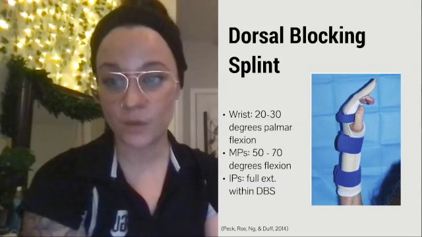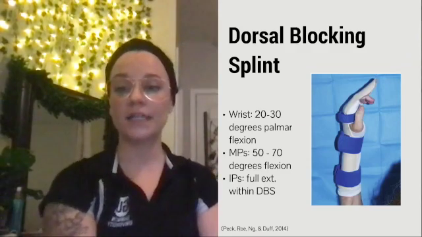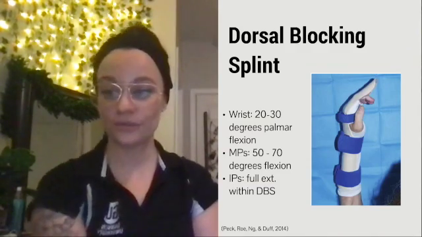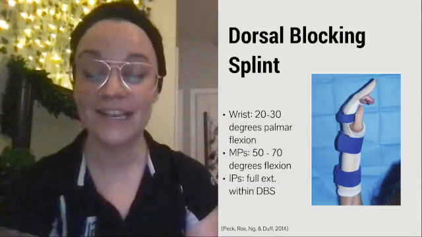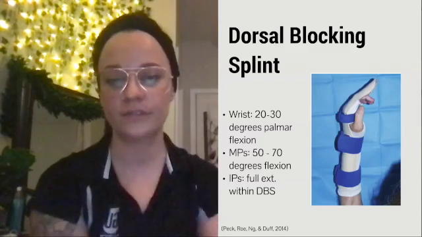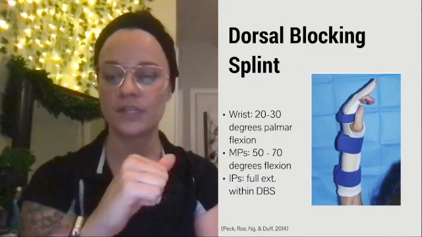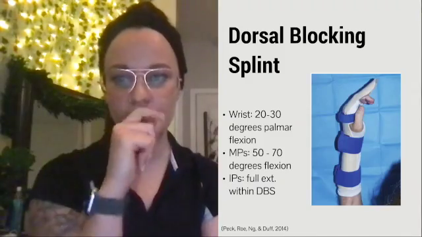Another fun way to remember dorsal: the dorsal fin, right, on a dolphin is on their back. So the dorsal part of your hand is on the back of your hand. So dorsal blocking splint in a flexor pattern, these are the degrees that they promote, that the DBS promotes.